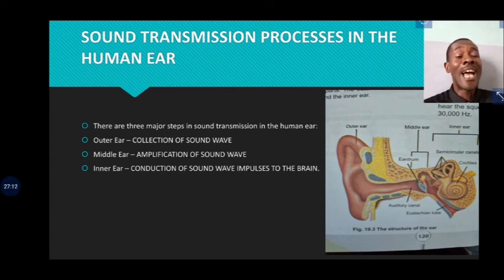My dear, are you still going to be sitting there? You take on your heels. So the ear helps us a lot. It helps us to detect sound.